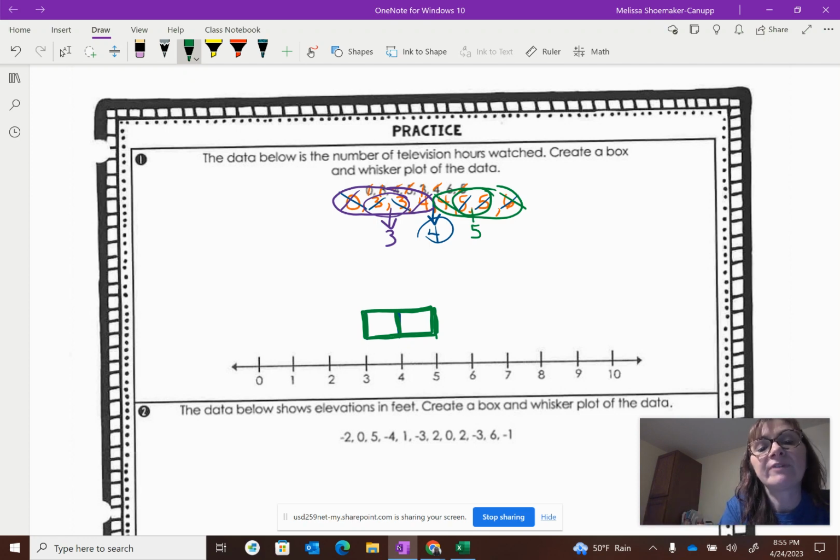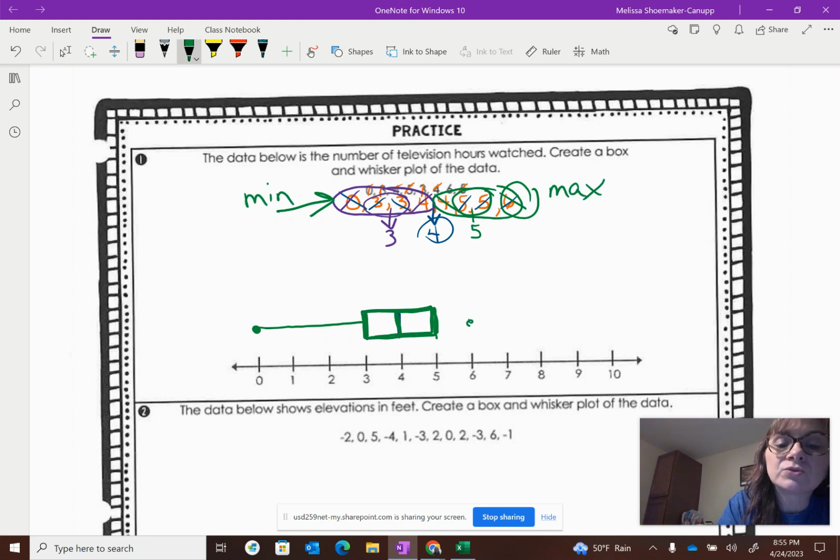Last thing, we find the minimum, which is 0. So I put a dot there and I draw my whisker to the box. I find my max, which is 6. I repeat that, draw a dot at 6, and a line to the box. That's all it is.